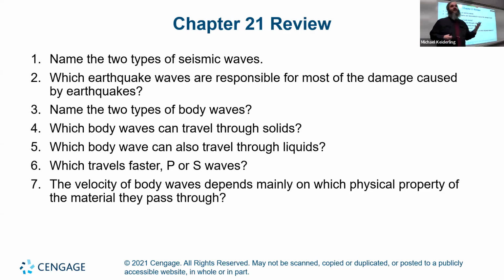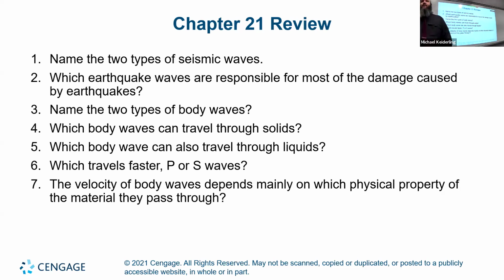So the two types of seismic waves are body waves that travel through the structure of the underground, and surface waves, which travel only on the surface. Surface waves are responsible for most of the damage caused by earthquakes because they move the surface more than body waves, so they cause more damage.